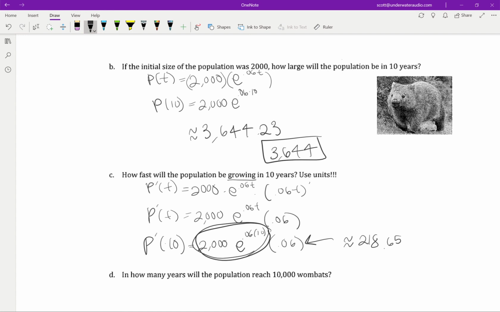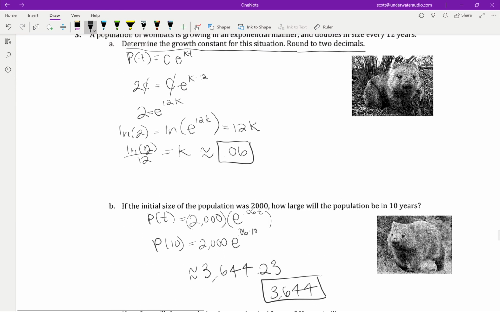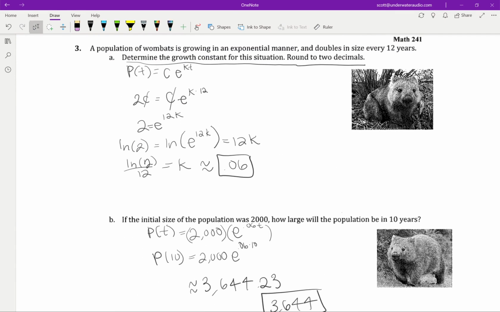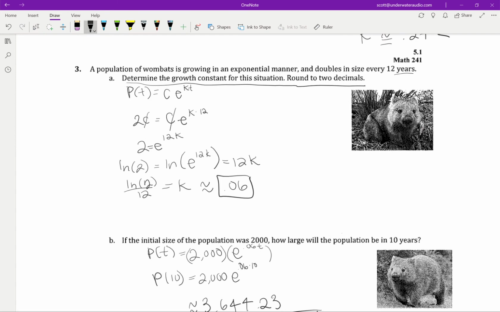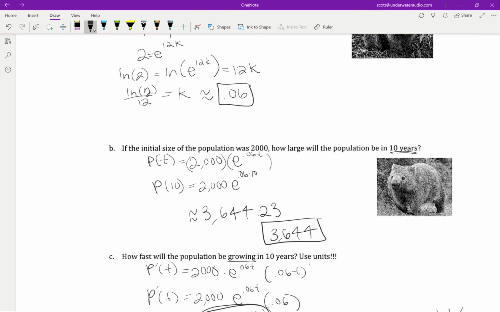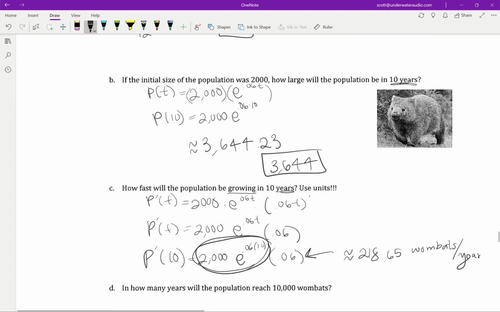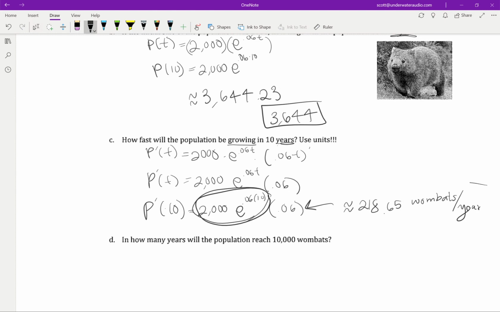So, how fast will the population be growing in 10 years? 218 wombats per year. That's pretty cool. I want to check my units just to be safe. I'm making sure that they always used years every time, and it looks like they kept using years. So, yep, that would be wombats a year.